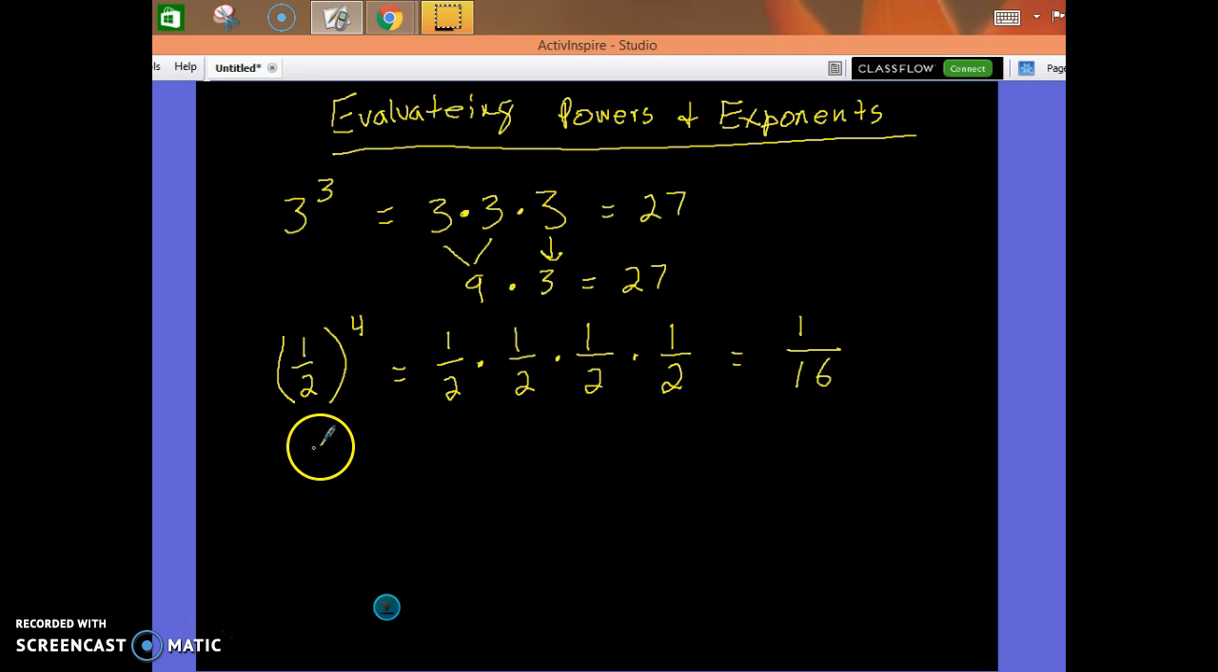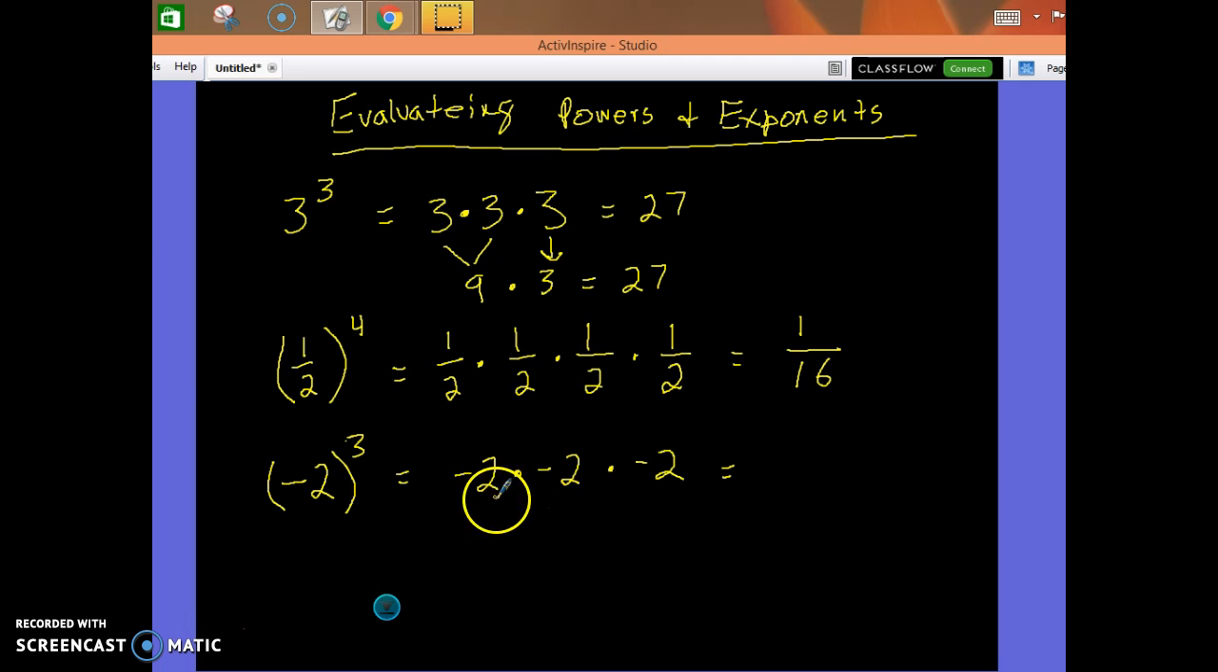With negatives, let's try a negative number. Let's do -2 to the third power. This is equal to -2 times -2 times -2. If there are parentheses, -2 is raised to the third power. That's -2 times -2 times -2.